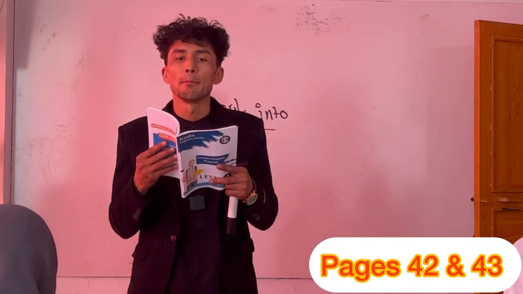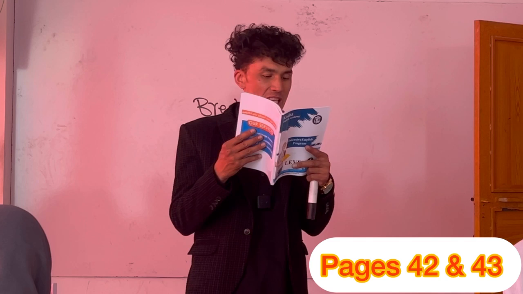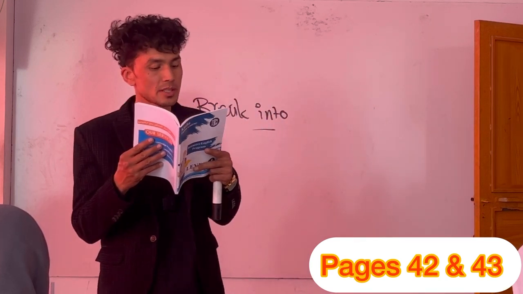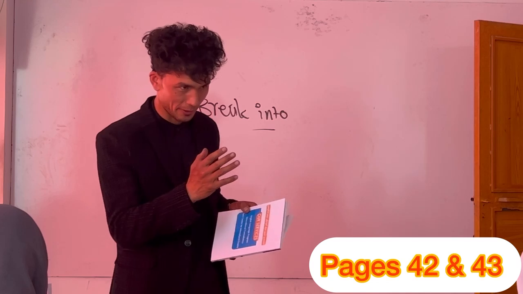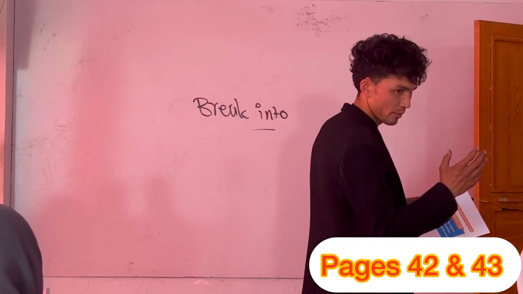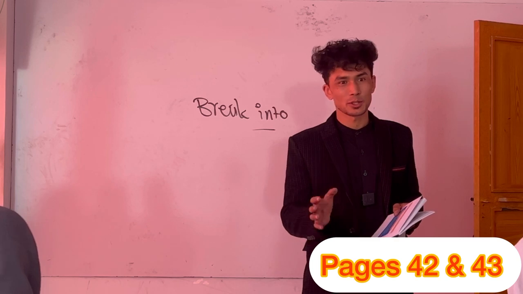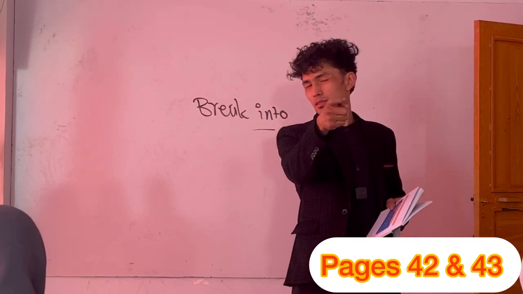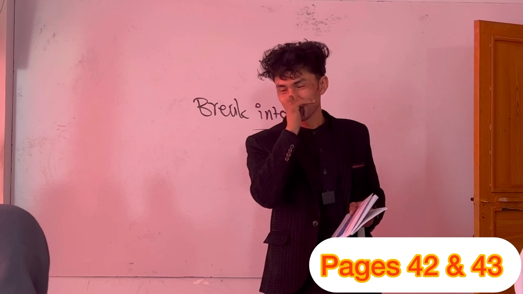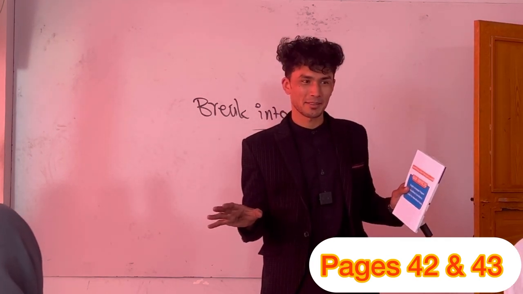The next word is mugging. Mugging means attacking someone in a public place in order to steal from them. For example, you're walking in the street and suddenly you see a person, a girl or a boy, take a knife or gun against your face and say, give me whatever you have. This is called mugging.